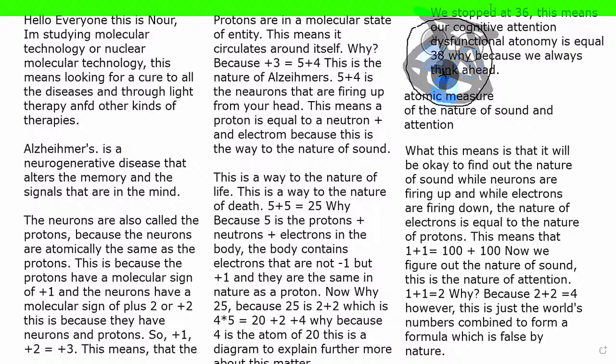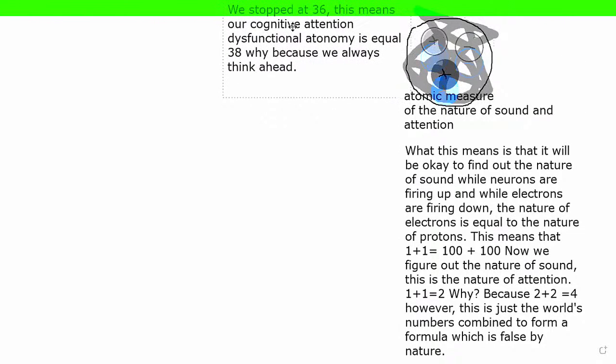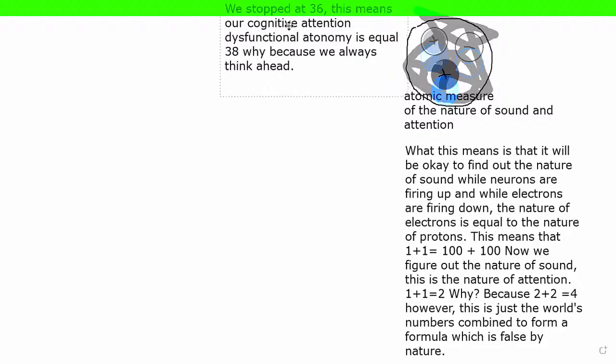Now, I hope you're taking notes here, or you're seeing what I'm writing. So now I'm gonna clear some stuff. I'm gonna clear out this portion, and we're good. So we stopped at 36. This means our cognitive attention dysfunctional autonomy is equal to 30. Why? Because we think ahead.